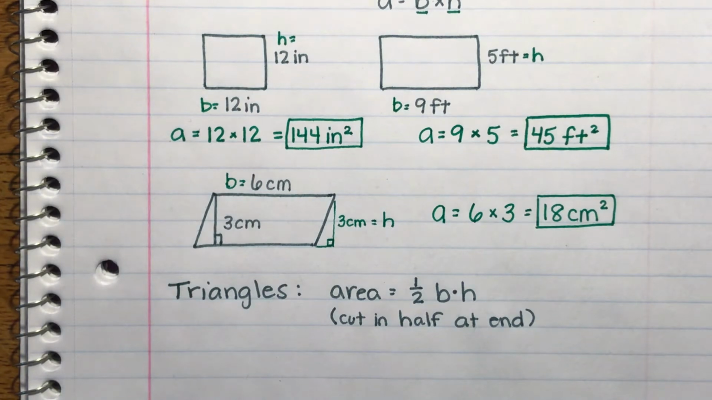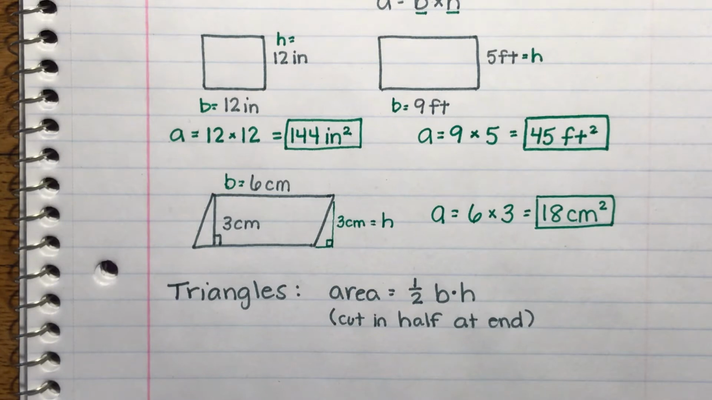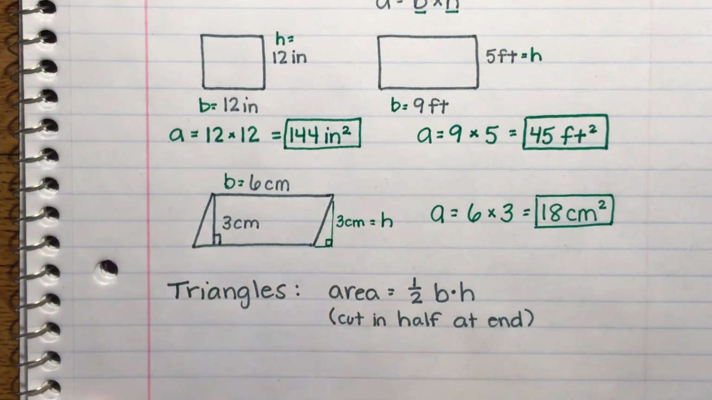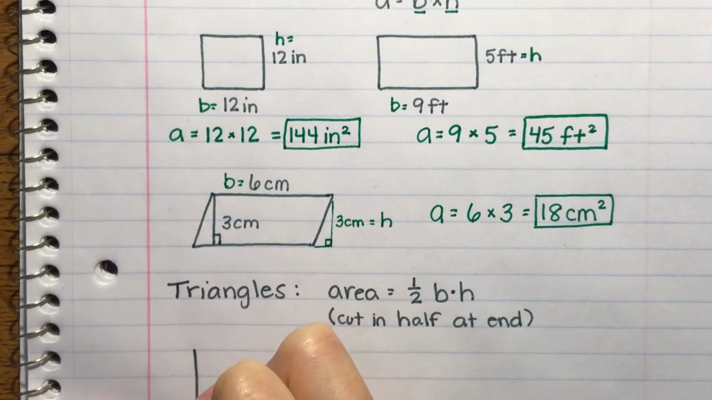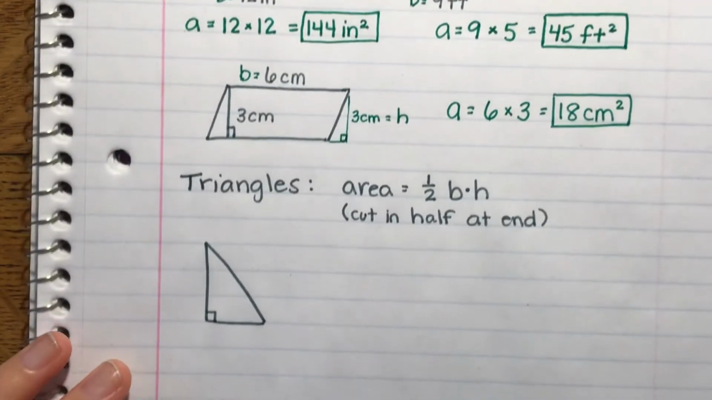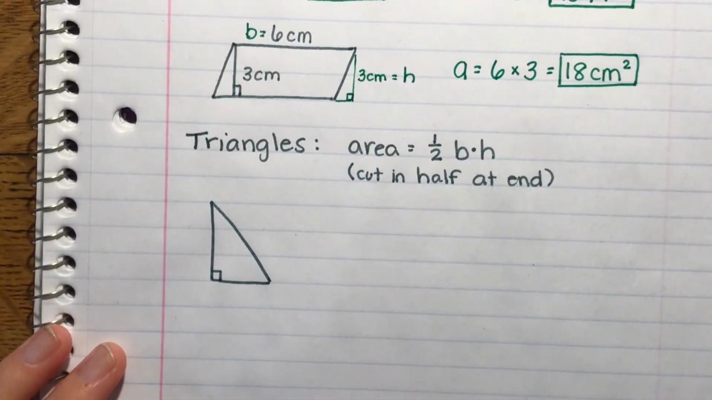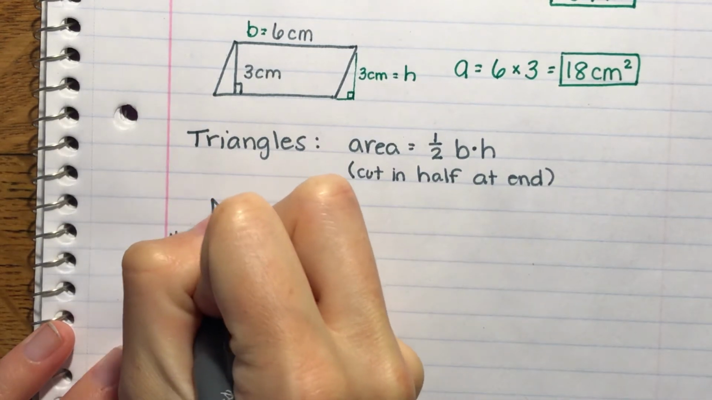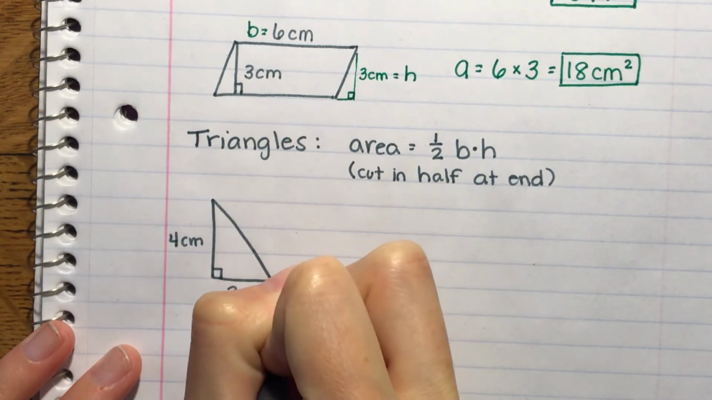All right. So let me give you a triangle. Let's walk through this. All right. So a lot of times you'll see right triangles, but not necessarily. Right triangles means it's got a right angle, which is why you'll see that little square in the corner. All right. I'm going to label this one with 4 centimeters on the side and 3 centimeters on the bottom.